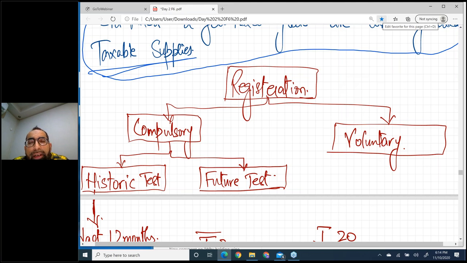Now, what is the topic of registration? There are 2 types of registration. Number 1 is compulsory. Compulsory means that you have no option. Once you reach a limit, you have to register, right?